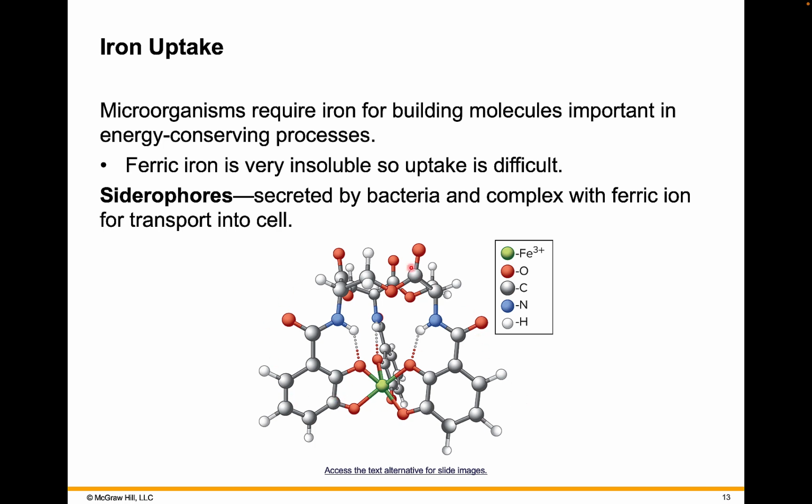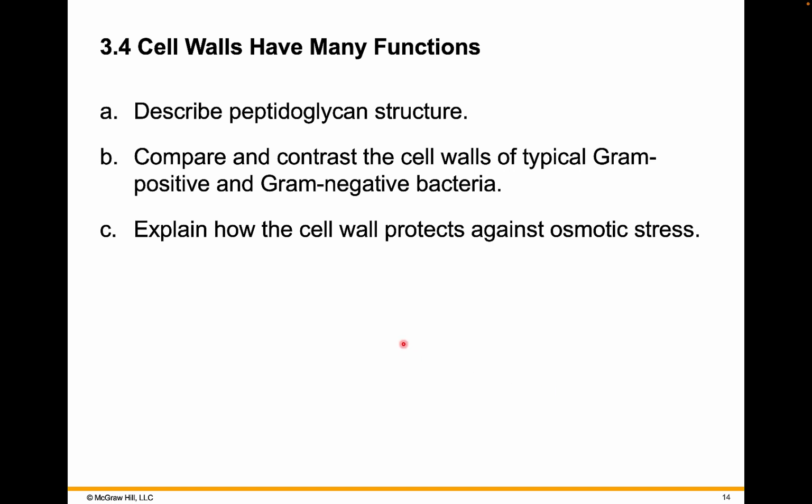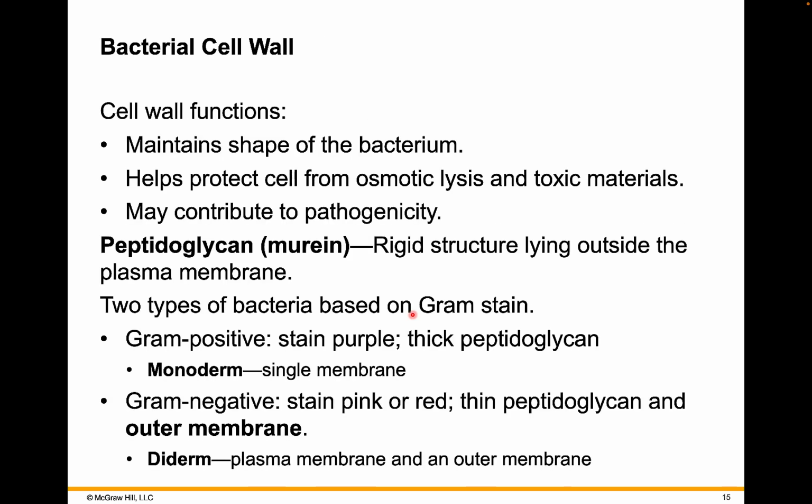A specialized type of transporter can take up these siderophores, which bring the iron inside the cell. After that, we are going to go into the cell wall, and this will be an elaborate part of the bacterial cell. Function-wise, the cell wall maintains the shape of the bacteria, helps to protect from osmotic lysis and toxic material, and also contributes to pathogenicity.